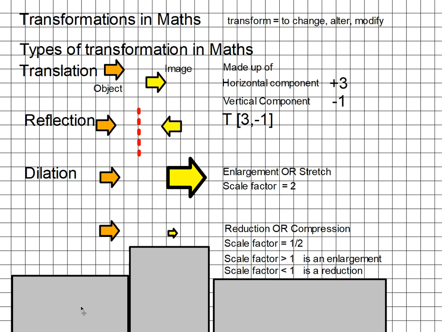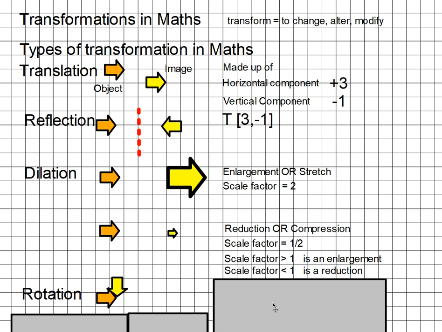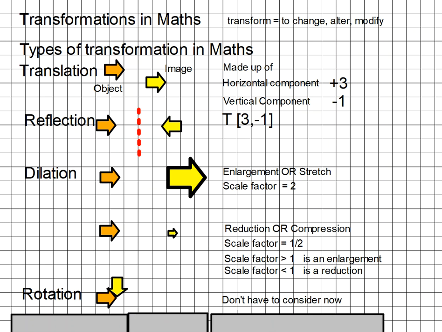And there's a fourth type of transformation, a rotation. Here the object here is being rotated 90 degrees clockwise to produce this image. Now that one we don't have to worry about in this work.